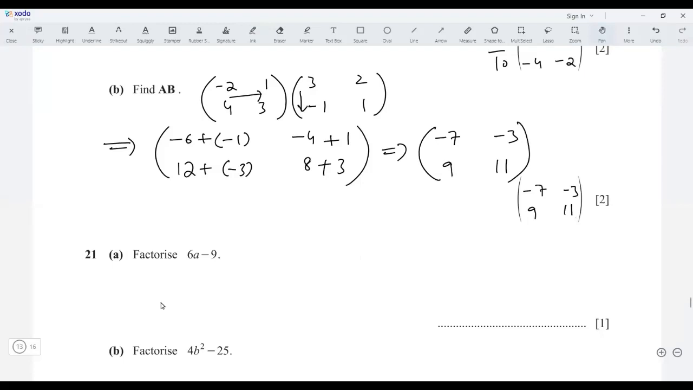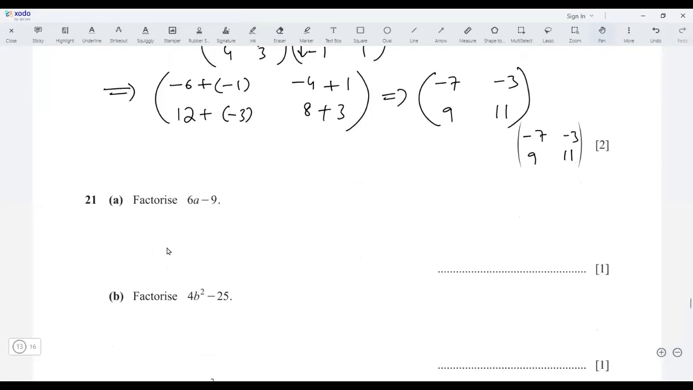So moving towards factorization, question 21. Factorization's first rule is to take something common when there is. So 6 and 9 have 3 common. So 3 is common. 3 how many times makes 6? It's 2. The a will be written as it is, minus 3. 3 times 3 is 9. So 3 times (2a minus 3) is the result.